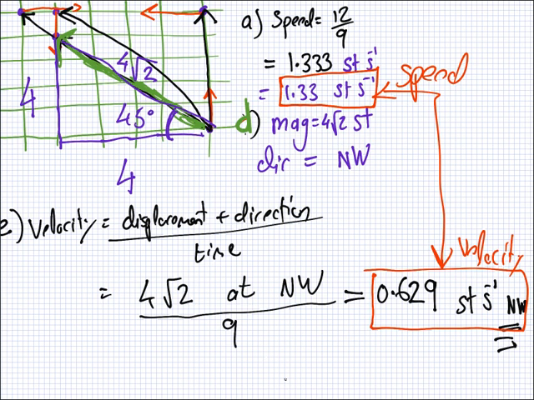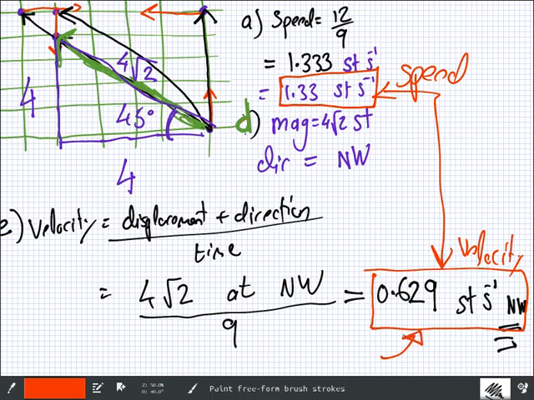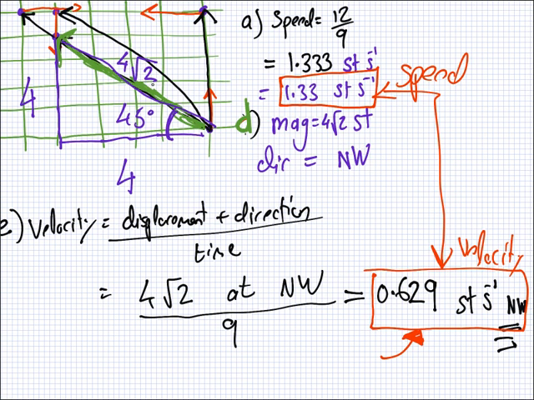Now, I don't know how many of you got this answer at the end. It was a little hard. Did anyone get 0.629? No one? Well, I hope all of you got 1.33. And did you get 4, 4 and 4 root 2? No. Okay. It's a good thing we practiced. So I think some of you need to write something down.